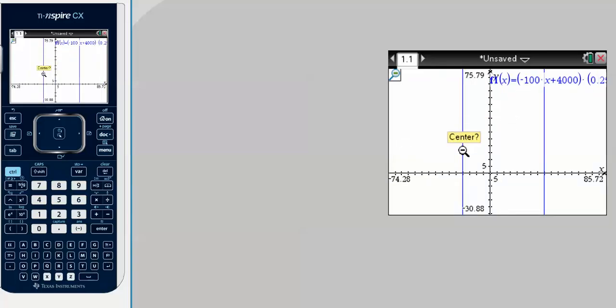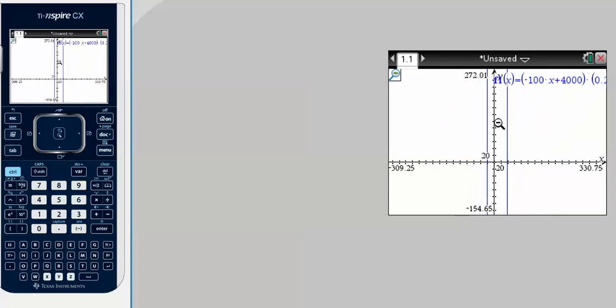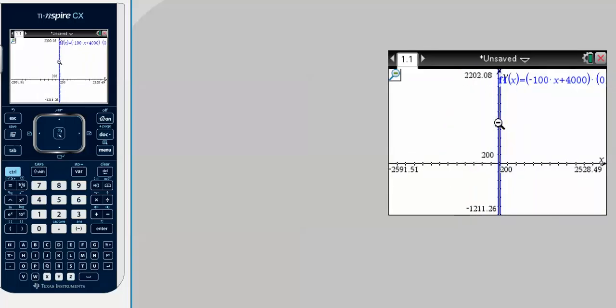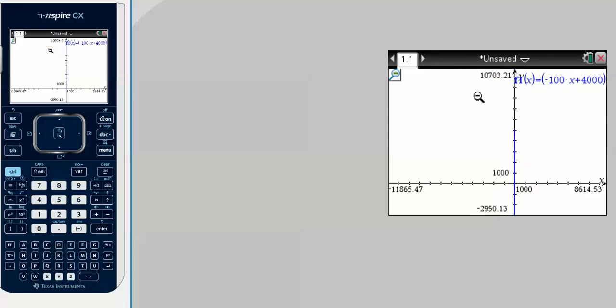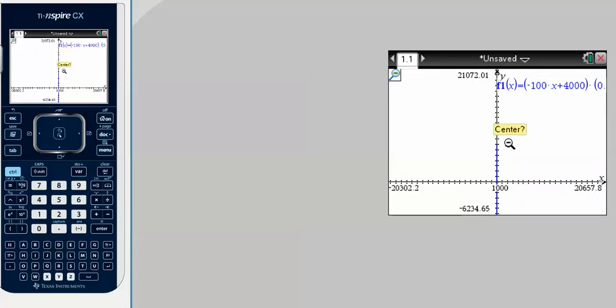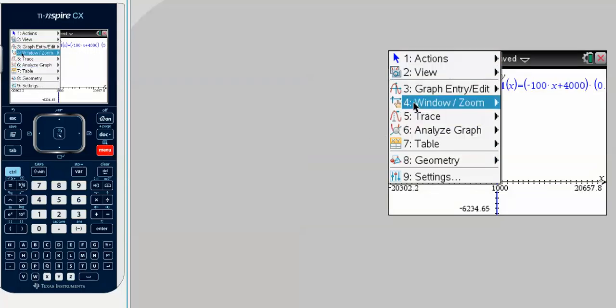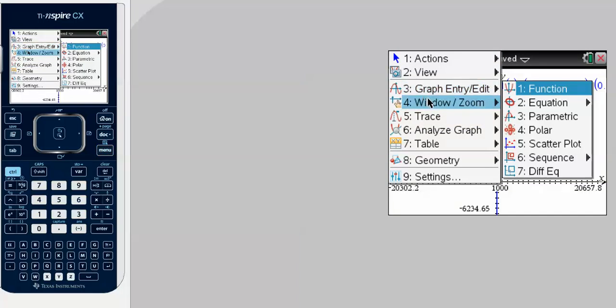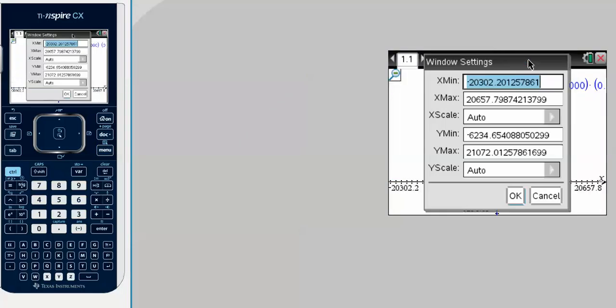And when I see them pop up, I see what almost look like vertical lines, and I can keep zooming out and keep zooming out. And if you notice, I'm at 22 or 2,200, which isn't really even close to the maximum, because remember the maximum was at like 20 something. And this is really kind of hard to see. So let's go to Menu, Window Zoom, and then Settings.